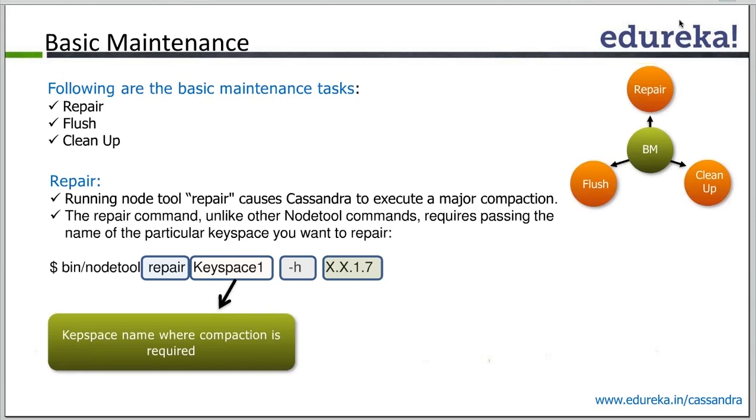So you provide a keyspace as an argument where the compaction is required, and then you run it on a specific host, connecting to that specific host. Okay, so similarly you have flush.